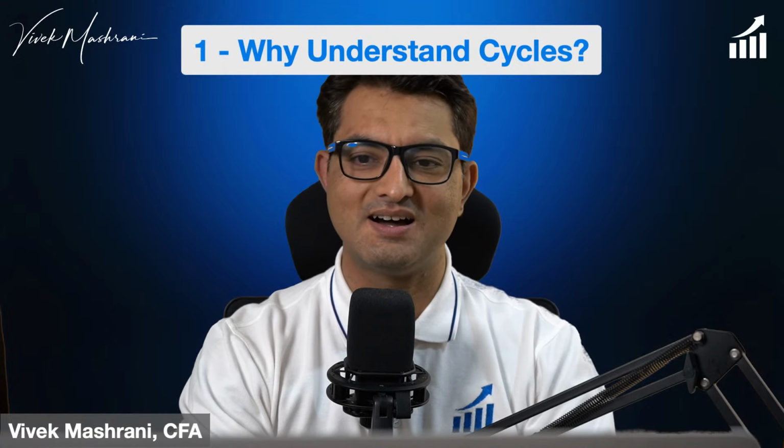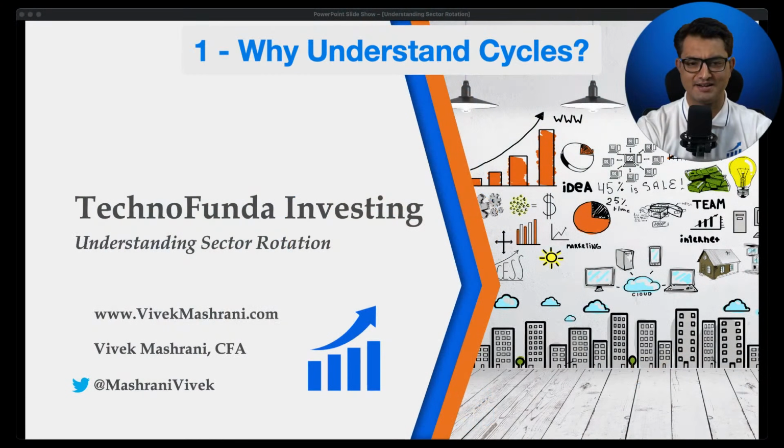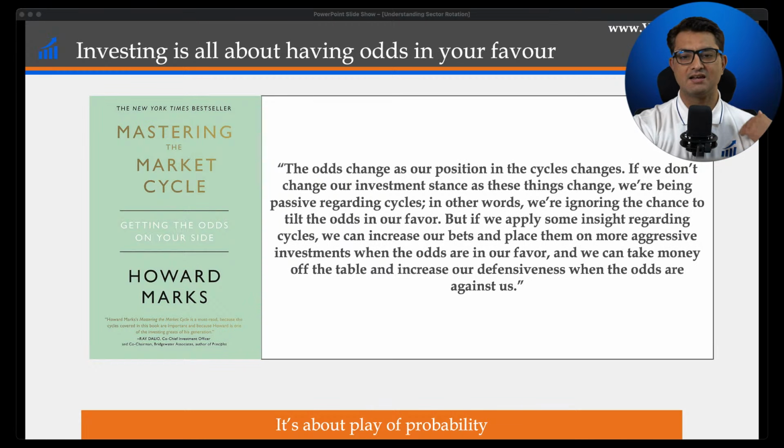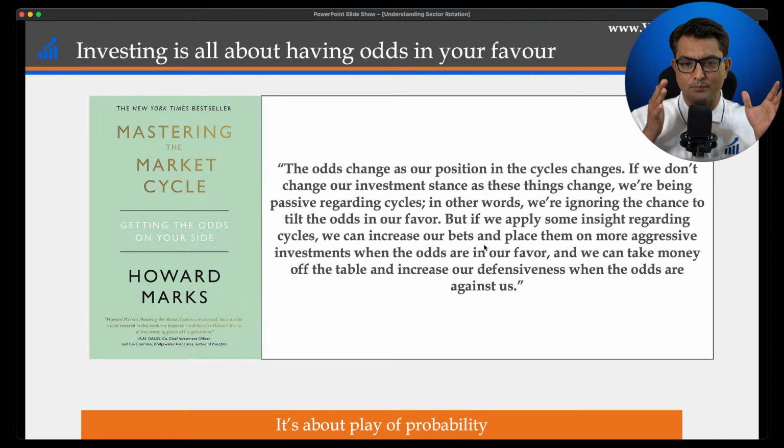What does Howard Marks say about understanding the market cycle? He has popularly written a book which is called Mastering the Market Cycle. And he clearly says that the odds change as our position in the cycle changes. Bottom of the cycle and you are entering, your risk reward might be much more favorable. If we don't change our investment stance as these things change, we are being passive regarding cycles. In other words, we are ignoring the chance we are being provided to tilt odds in our favor.